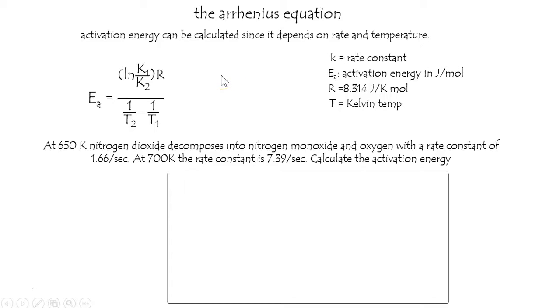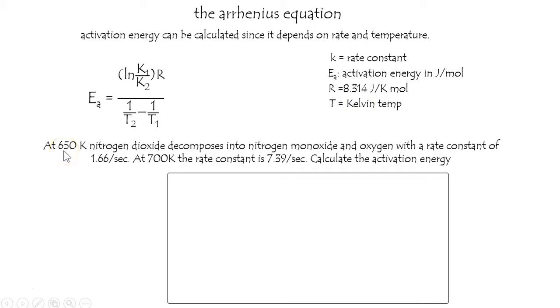Usually it's expressed in not very useful formats. I've rearranged it here so we can plug in directly to solve for the activation energy. It's equal to the natural log of K's at two different temperatures, that's rate constants at two different temperatures, times R, an energy constant for R, which is given here. If you have enough data, it should be direct plug-in. Notice you've got to use Kelvin for your temperature.